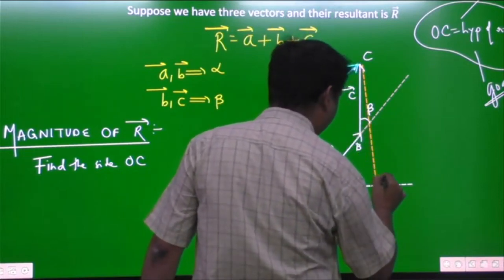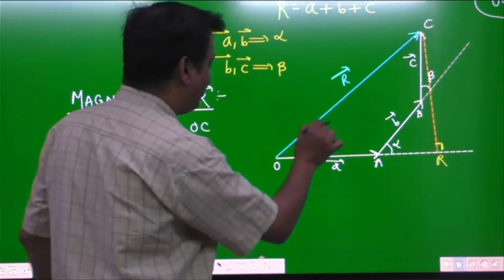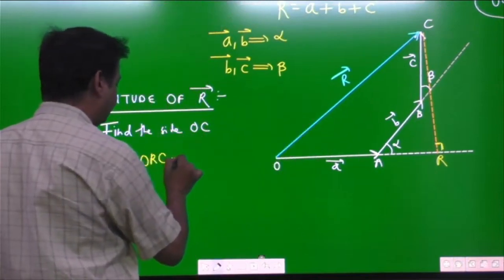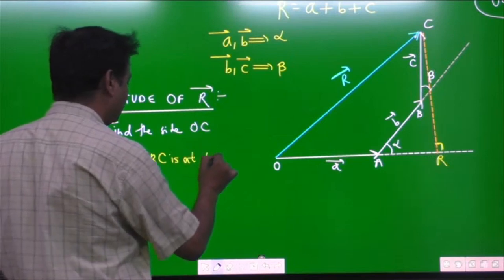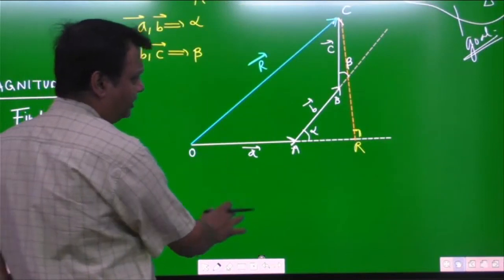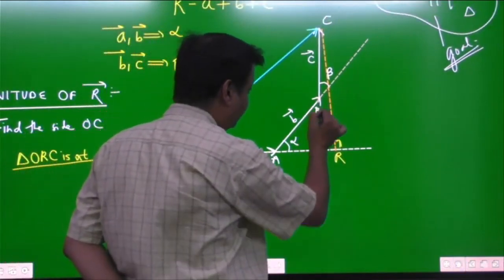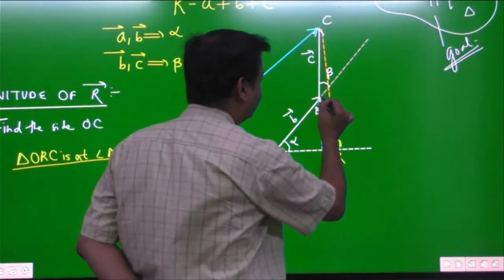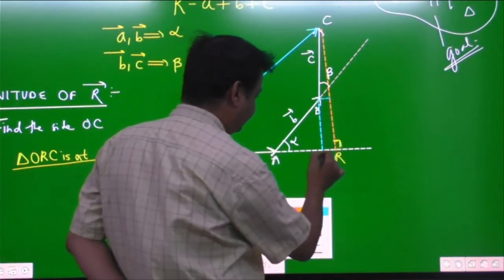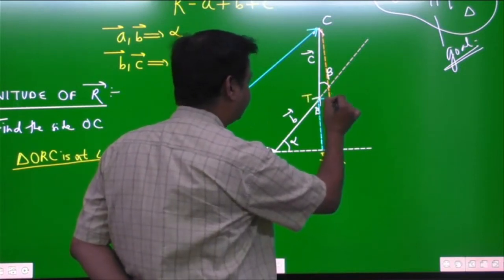Say this is your R. So now we got a triangle ORC. Triangle ORC is a right angle triangle. But there is one problem. There are some sides missing. Before applying the Pythagoras theorem, we have to find the missing sides like this. So say this point is S, this is your T, and this is your V.